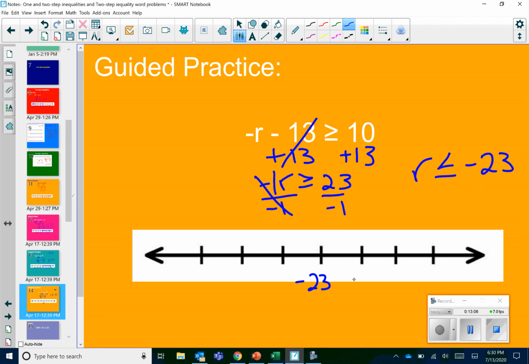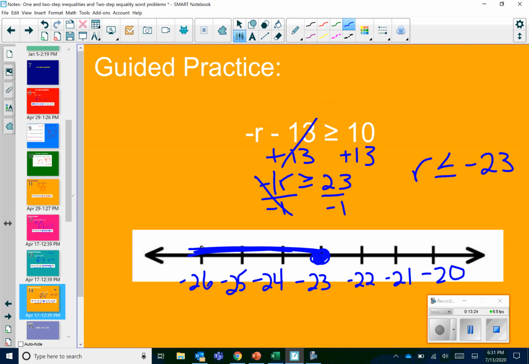Let's put that in the center. Remember, we're on the negative side of the number line. So just be careful when you're filling it in. So I missed one over here. And we're going to have a closed circle at negative 23. And since r is less than or equal to, we're going to go to the left.